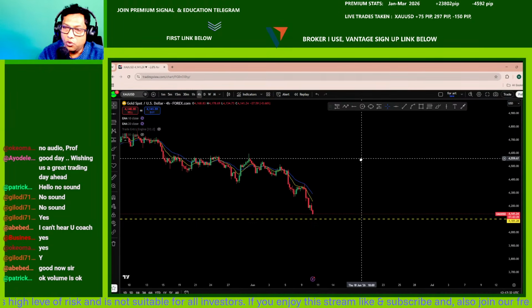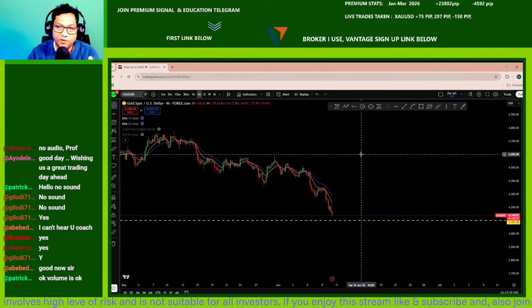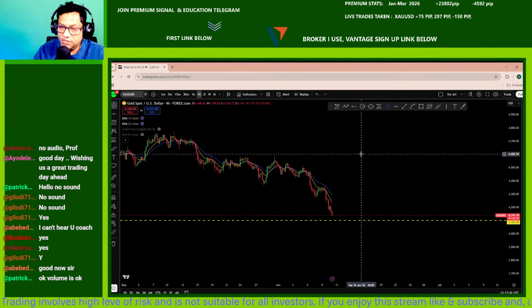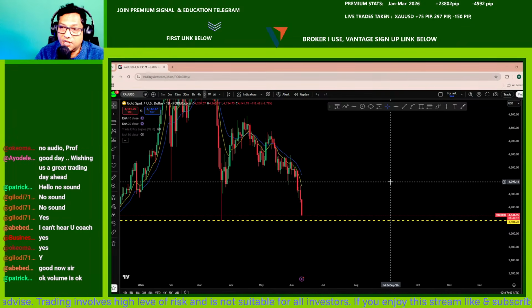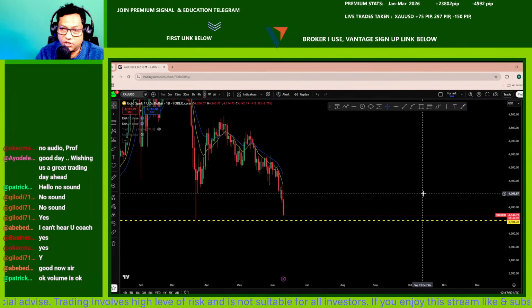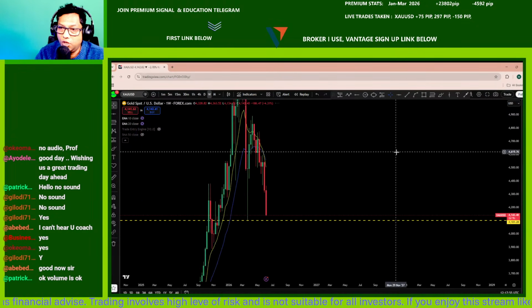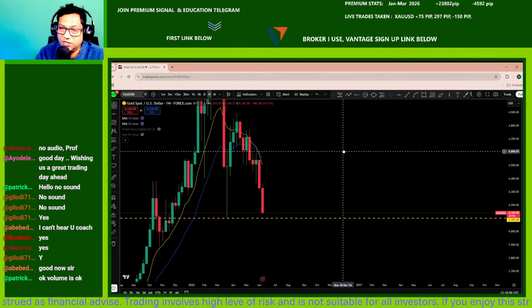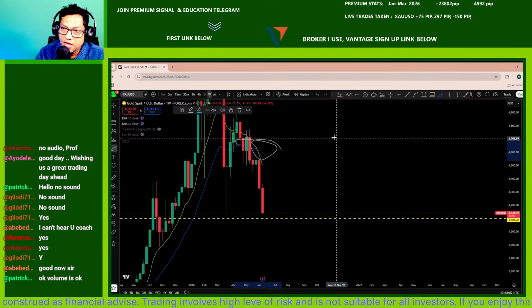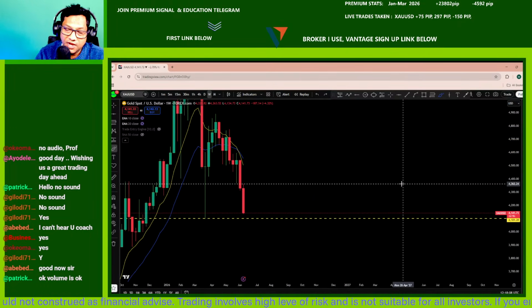Now if you look at this overall market structure, from the bigger picture, the longer term picture, it is bearish. On the daily chart, the market structure is currently in an overall downtrend. On the weekly, you can see also that it is in an overall downtrend. There is a crossover of both the 10 and 20 exponential moving averages at this level.